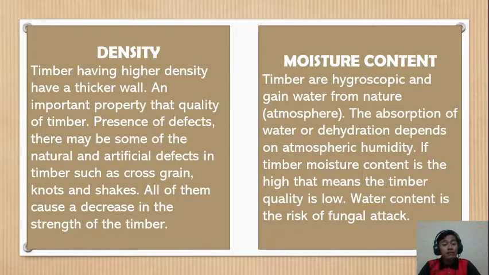Density. Timber having higher density has a thicker wall. An important property of the quality of timber. Presence of defects, there may be some natural and artificial defects in timber such as cross grain, knots and shakes. All of them cause a decrease in the strength of the timber.